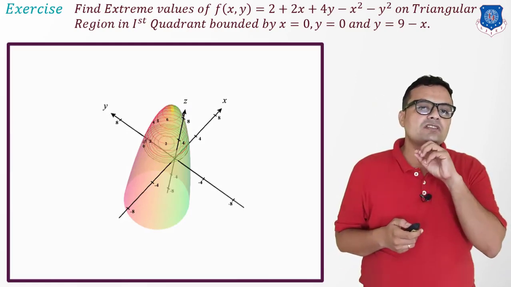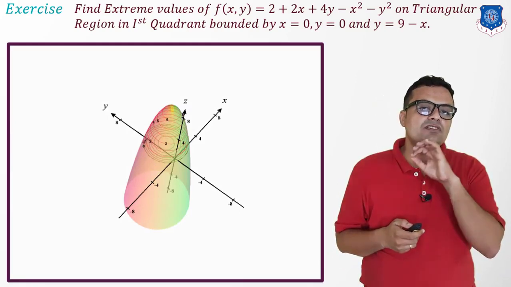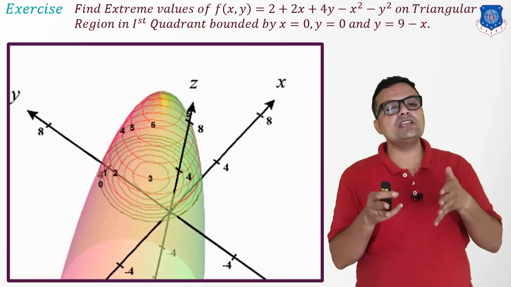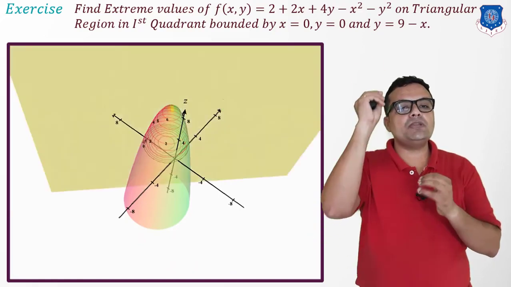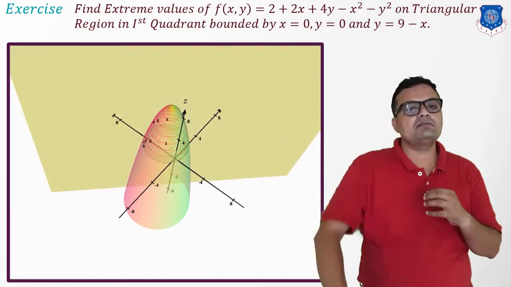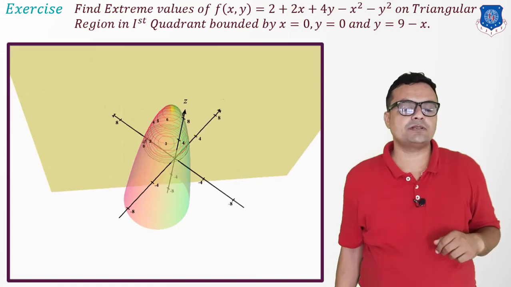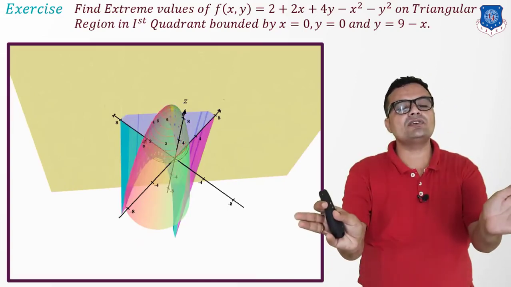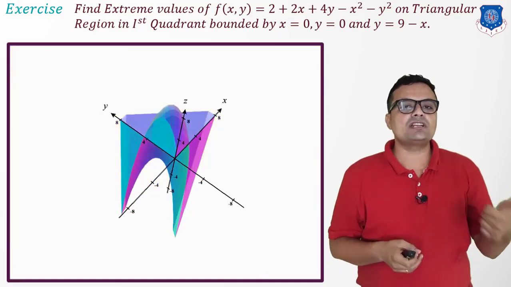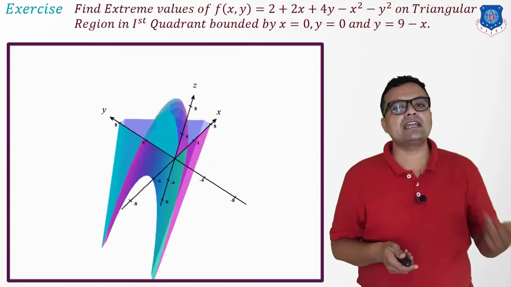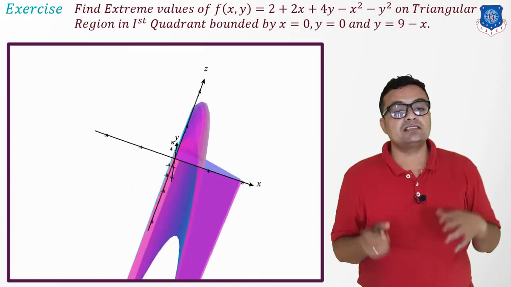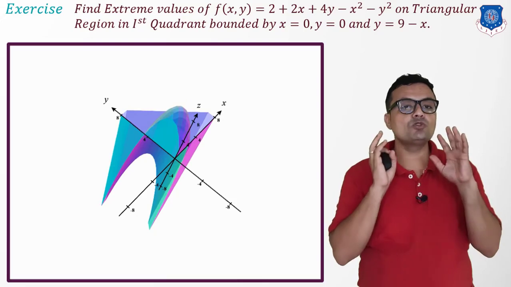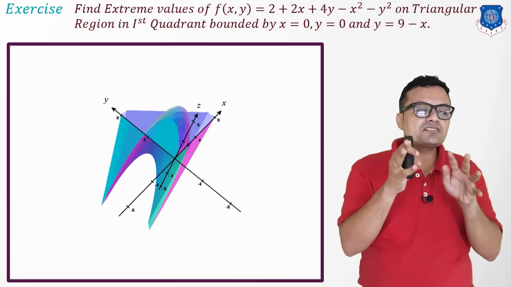For that reason I am considering the equation 2 plus 2x plus 4y minus x square minus y square. Clearly, by zooming in you can see over here that at the peak point it will be maxima. Now if I chop it by a plane and restrict it to the first quadrant only, by boundaries x equal to 0, y equal to 0 and the line y equal to 9 minus x, this will be the structure which will remain with us. And now I want to find maxima and minima in this structure.